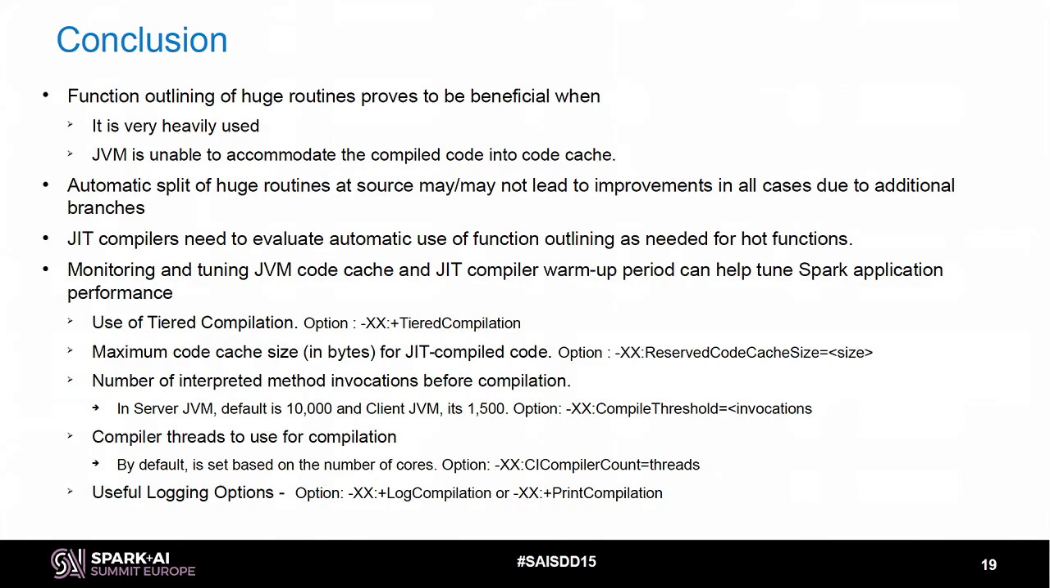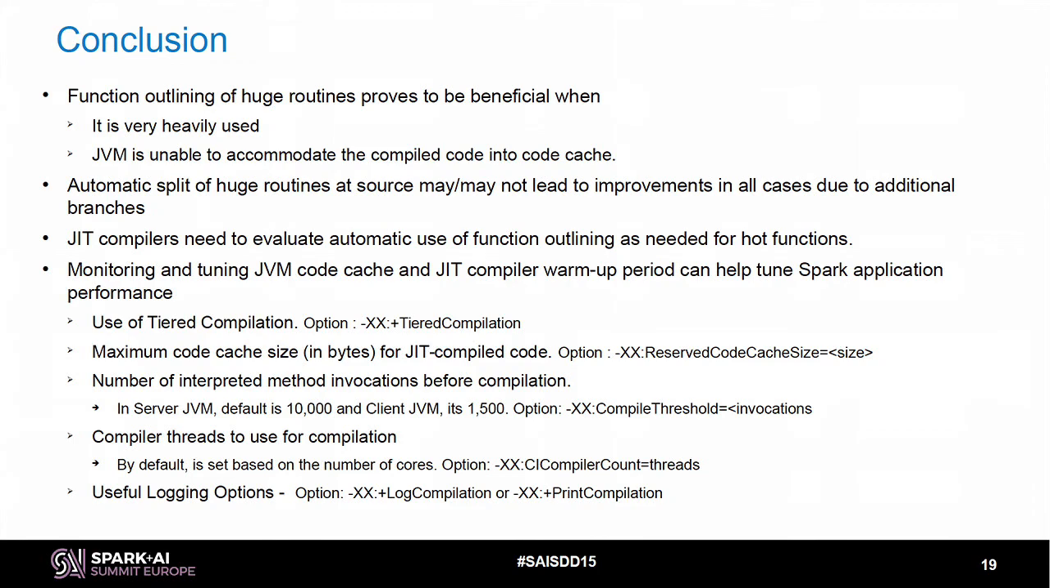One thing is that automatic splitting of such huge routines at source may or may not result in performance improvement because of the additional branches. So it would be useful if JIT compilers evaluate automatic use of function outlining as needed for hot functions, because they have the information about whether a function is huge, whether it is hot, and all the other information is available to them.